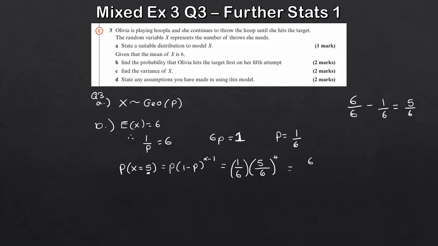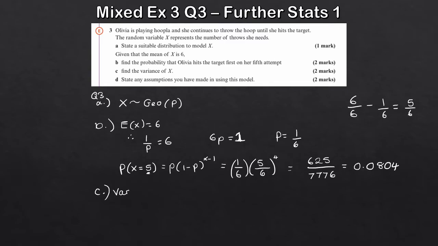If you work this out in your calculator, this would be the same as doing 625 divided by 7,776. And if you calculate that, that will be 0.0804. Okay, so that's the probability that Olivia hits the target first on her 5th attempt. Part C wants us to find the variance of X.